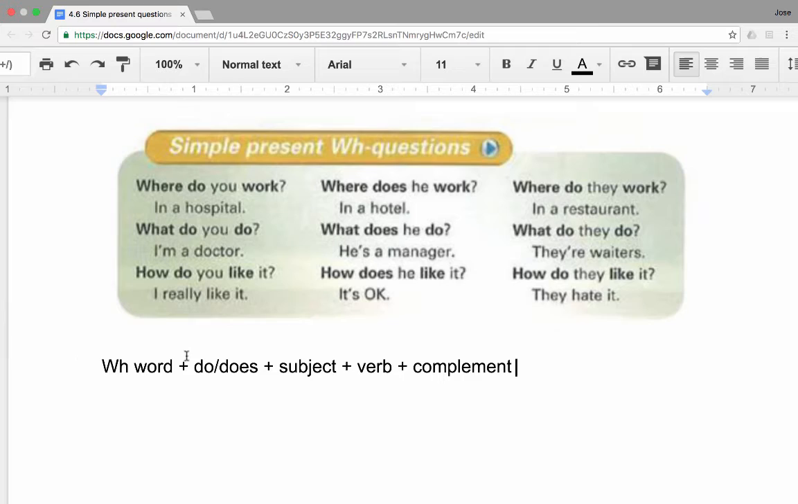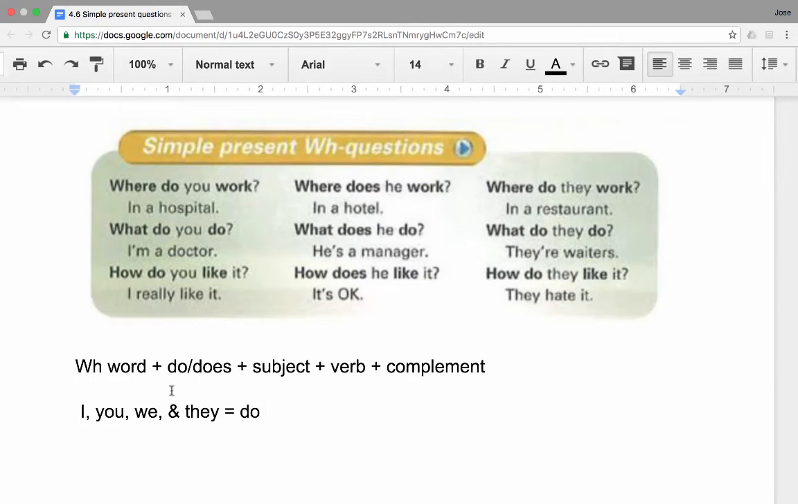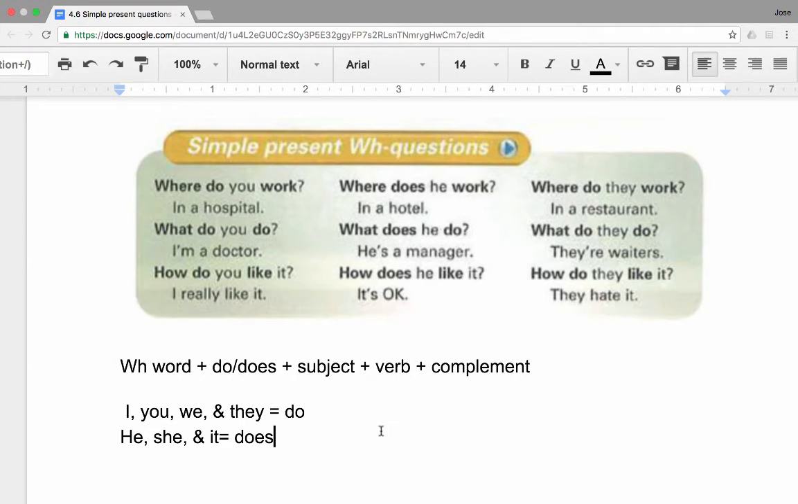In order to form simple present WH questions, we will follow this next formula. WH word plus do or does plus subject plus the verb plus complement. It's also important to remember the following. Whenever we talk about the pronouns I, you, we, and they, we will use the auxiliary verb do. Whenever we talk about the pronouns he, she, and it, we will use the auxiliary verb does.